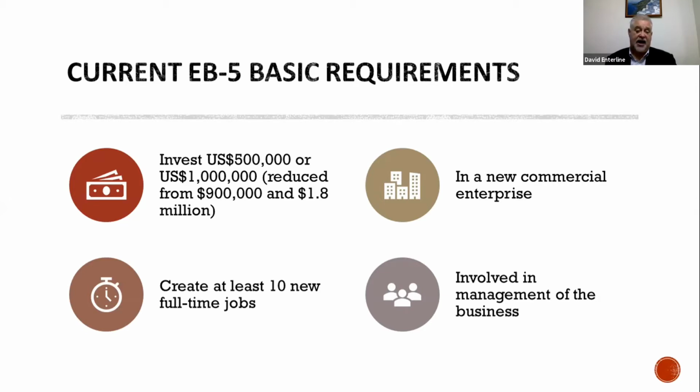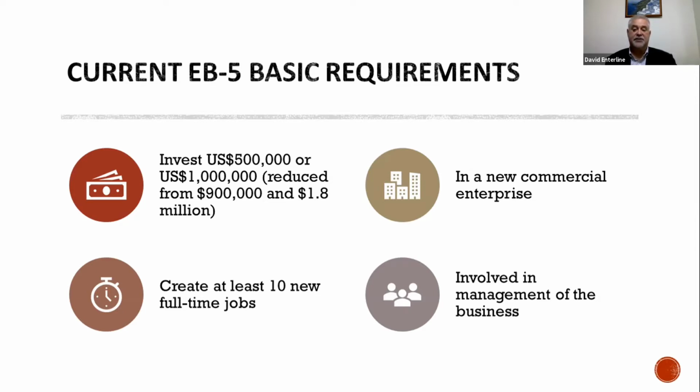Now, a couple of these items you may be curious about. Everyone asks, it says invest $500,000 or $1 million, and then it says reduced from $900,000 and $1.8 million. I'll cover the reason why it's reduced a little bit later, but the question is why are there two different amounts? Well, the original amount is the higher amount. The standard investment amount is now $1 million.